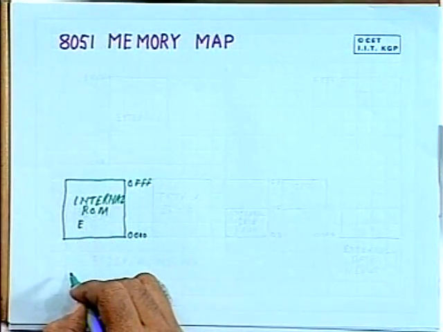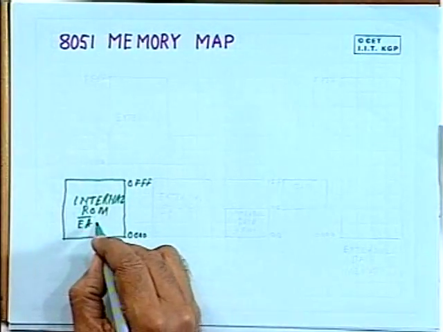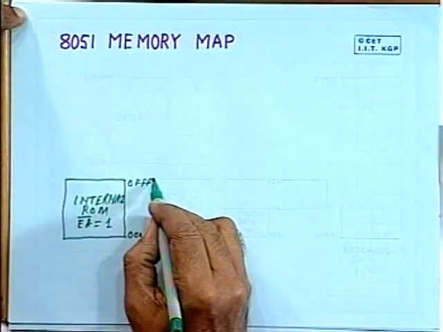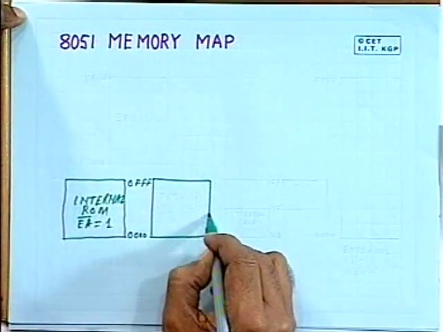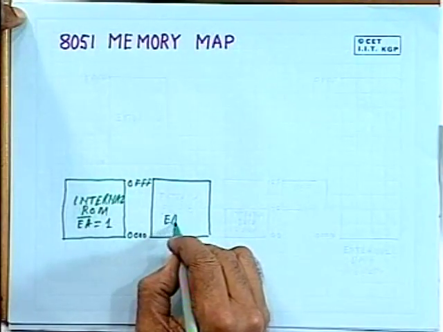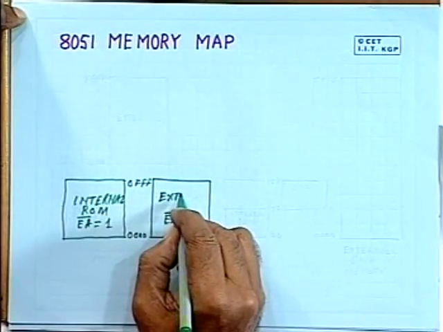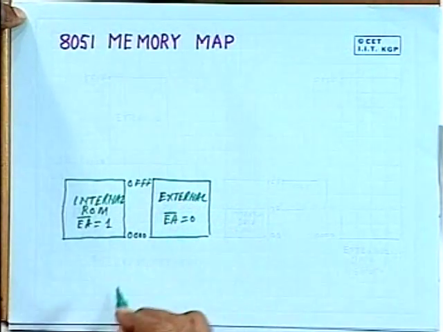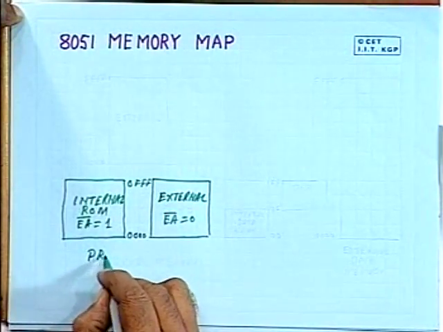So there is a pin known as EA, or external address. If that is 1, then it is internal ROM. On the other hand, if the EA pin, that external enable, external address pin is 0, then it is external. In such a case, the ROM comes from the external ROM. So this ROM forms the program memory.